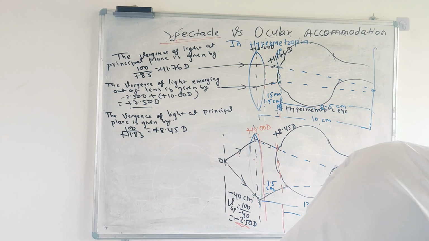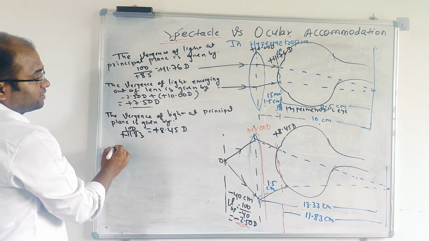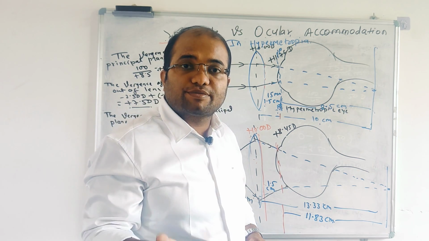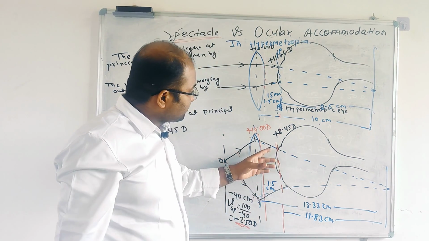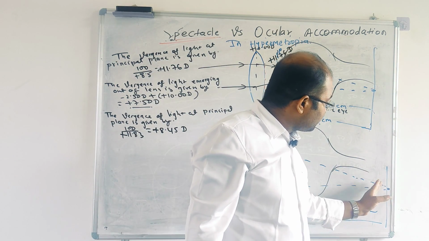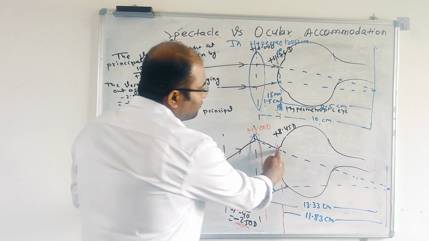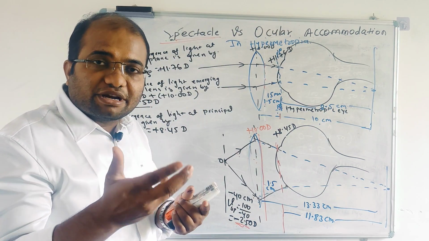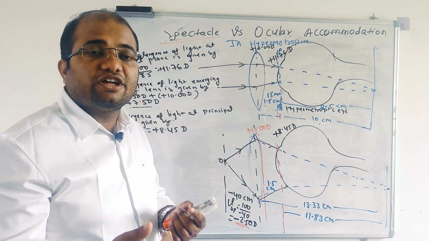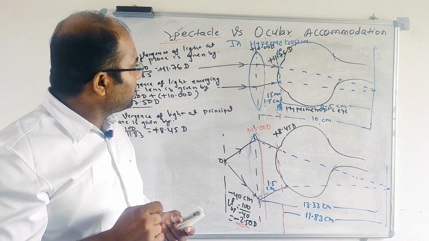So the difference is 3.31 diopter. The plus power decreases, that means minus power has increased. So this much minus power made the light fall more behind than the previous one. Are you getting it? So it is falling more behind. Now we have to make this light fall on the retina. So whatever the increased minus power or decreased plus power, 3.31 diopter, that should be compensated by accommodation.